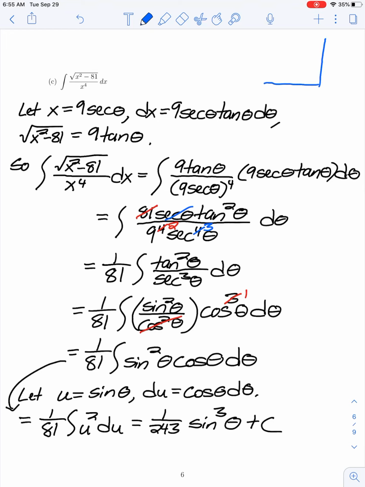If we consider a right triangle produced by this angle measure theta, looking at our substitution, we said x was 9 secant theta. So in other words, secant theta is x over 9. And in terms of the sides of a triangle, secant is defined as the hypotenuse divided by the adjacent side. So since secant theta was x over 9, the hypotenuse is x, our adjacent edge is 9, and solving for this third edge, we have the square root of x squared minus 81.